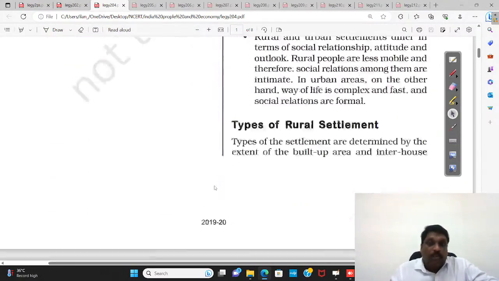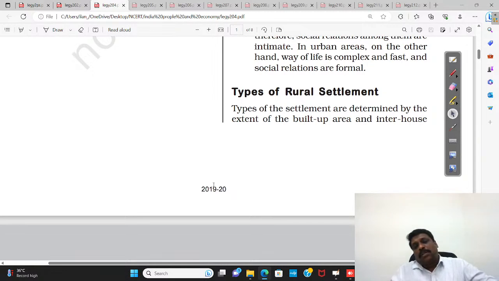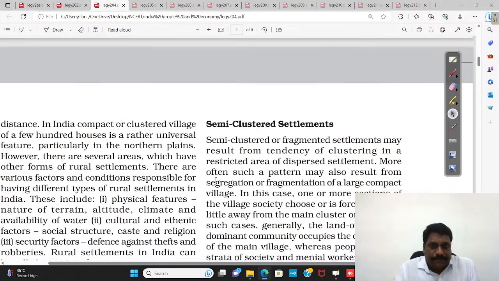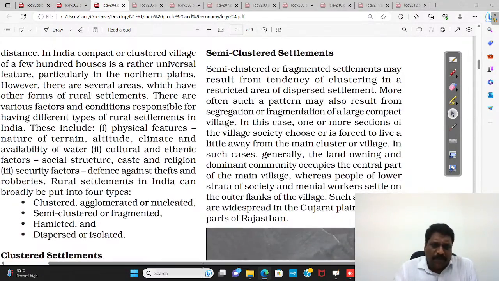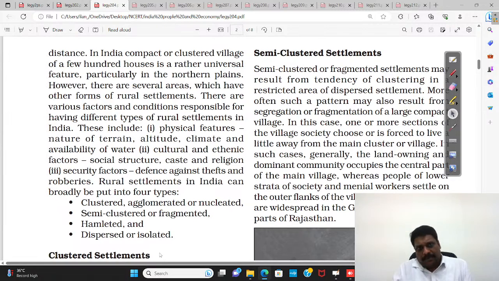Again, my dear friends, there are two types of settlement. One you call rural settlement, and two you call urban settlement. Simple. Settlement happening in the rural areas, you call rural settlement. Happening in the urban areas, you call urban settlement. Now, what differentiates rural and urban? The occupational pattern. Agriculture, for example, is rural. Manufacturing and services are urban.